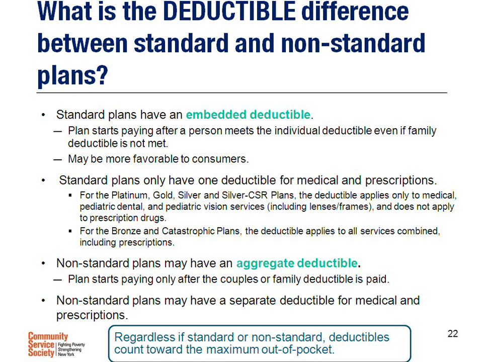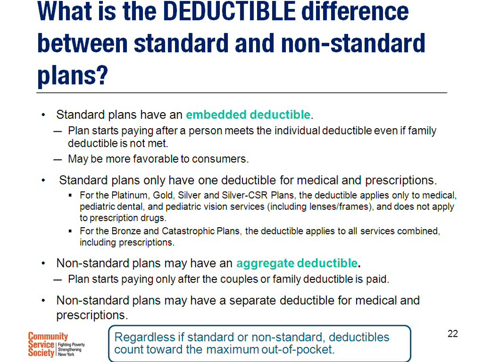So that means that they don't have to wait until reaching the $1,200 in order for the plan to start paying. And that is probably more favorable to consumers than the aggregate deductible, which I'll again explain.